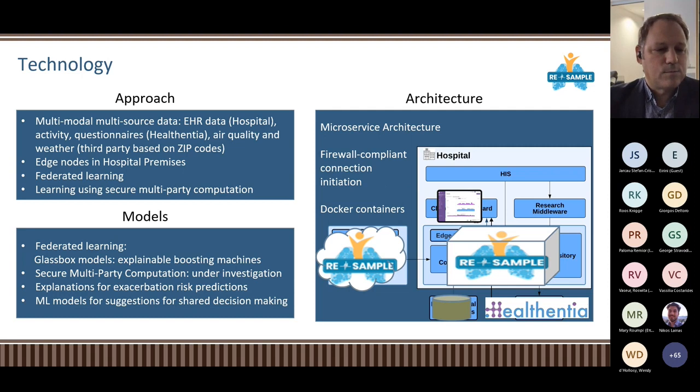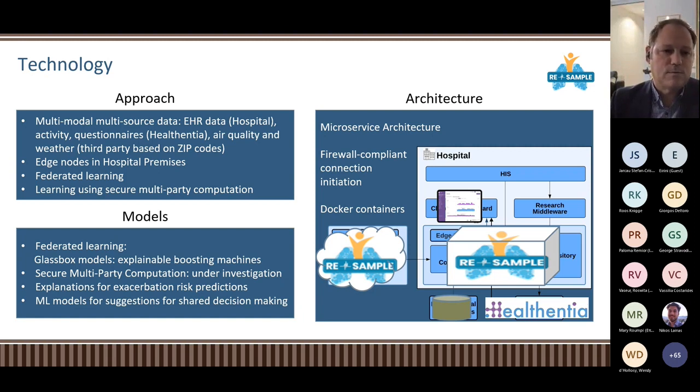So first, as Monique already pointed out, we have multimodal data, which means clinical data, activity data and questionnaires coming from the Healthventure platform that we use for the clinical studies, but also especially with the patients. And we also try to collect additional real-world data about air quality and weather information, which is relevant for the COPD disease. So we have really multiple sources of data and multimodal data that we have to bring together.